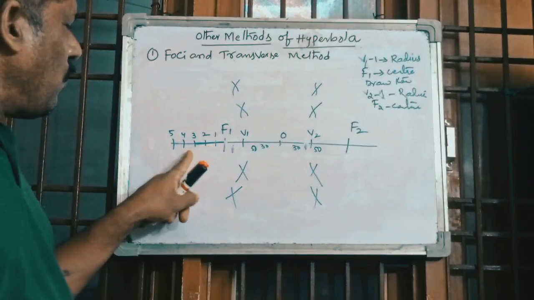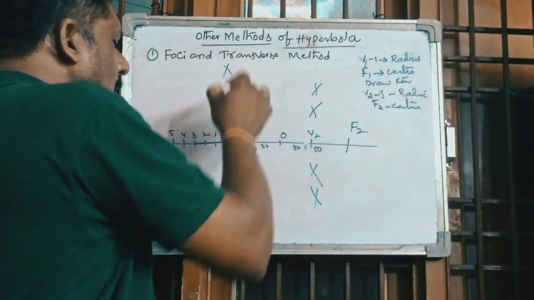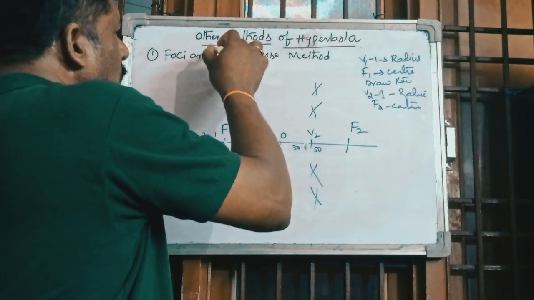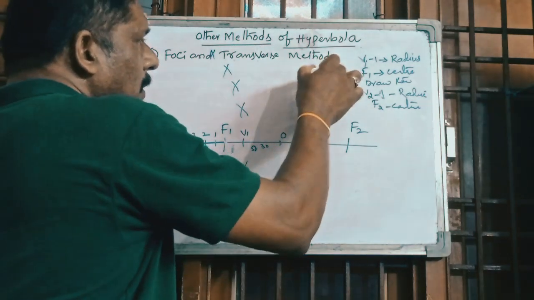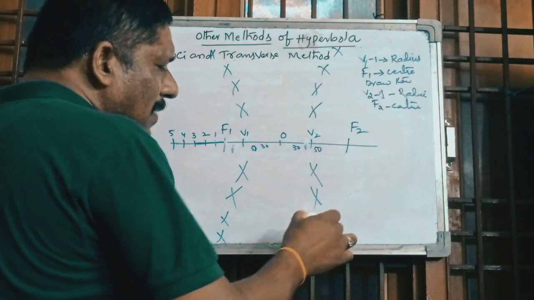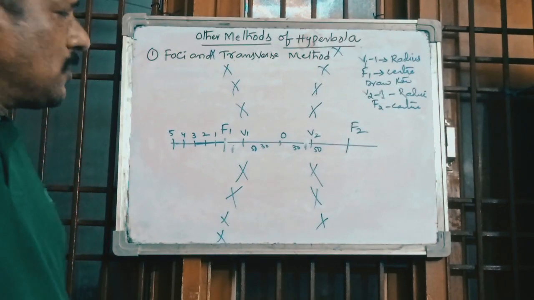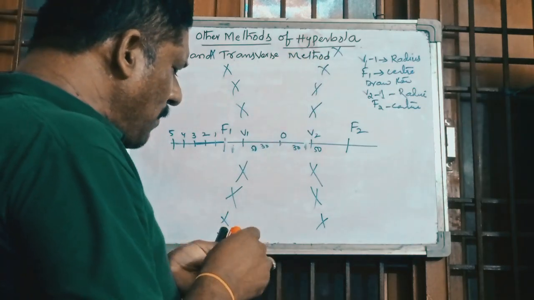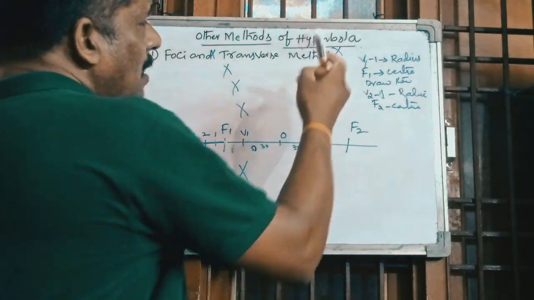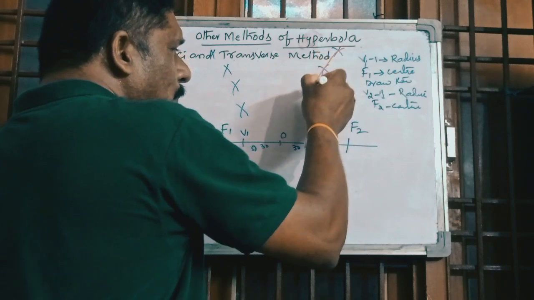Similarly, go for the third, fourth, fifth. So you will get a number of points. It depends upon your time availability in the examination. You can go for 4 points, 5 points, 6 points. Now join all the points with a smooth curve.